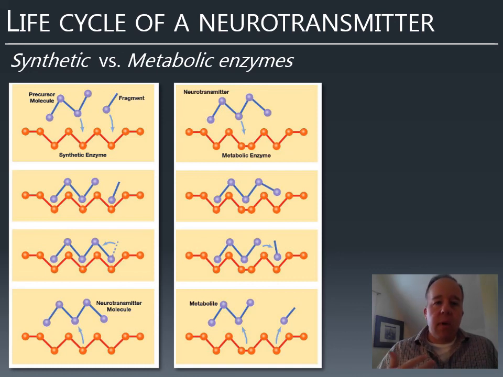The end product of breakdown is called a metabolite. And that's an important term, and that's really why I put this information in here. Well, we're certainly not going to go over the list of synthetic and metabolic enzymes. We're going to talk about metabolism and metabolites, the products of breakdown of a drug or neurotransmitter. And so it's important to realize those are two different processes. There's an enzyme that makes the neurotransmitter and an enzyme that breaks it down.